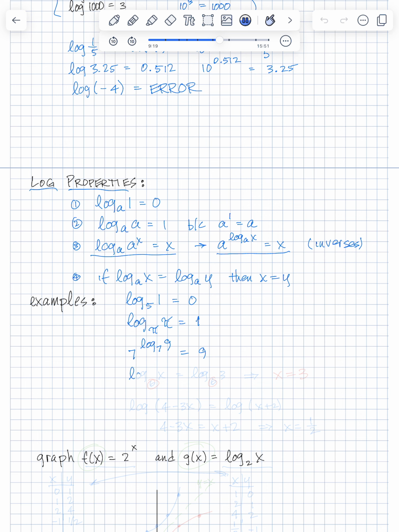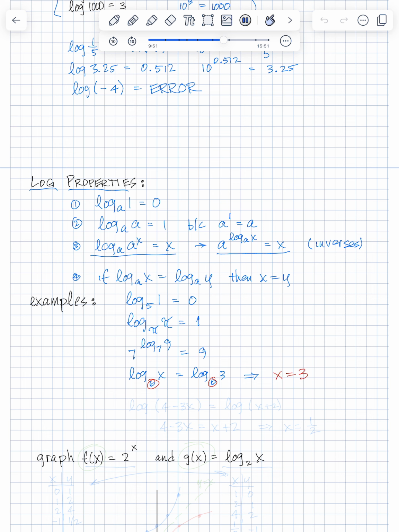If we had log base 6 of x equals log base 6 of 3, then that means we're solving for x using the one-to-one. Since these bases are the same, they're both base 6, they have to be the same, so then that means x is equal to 3.